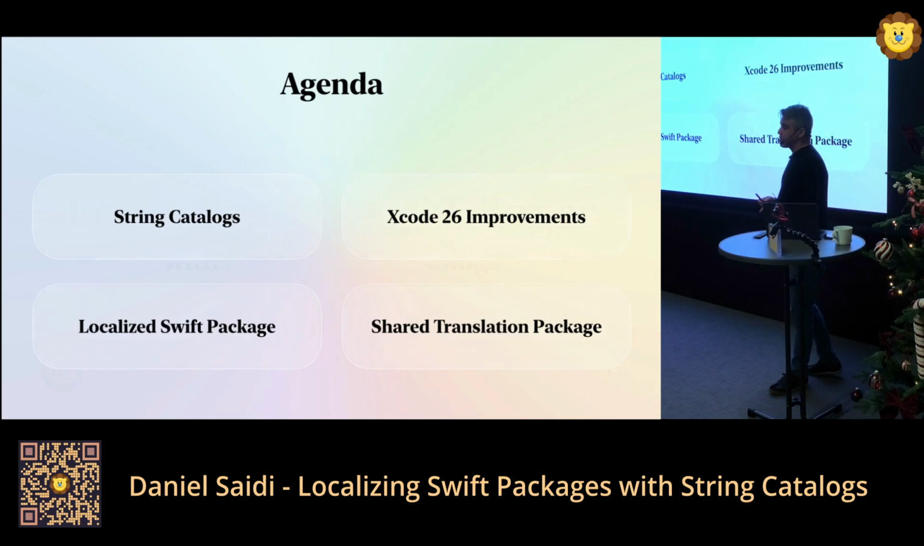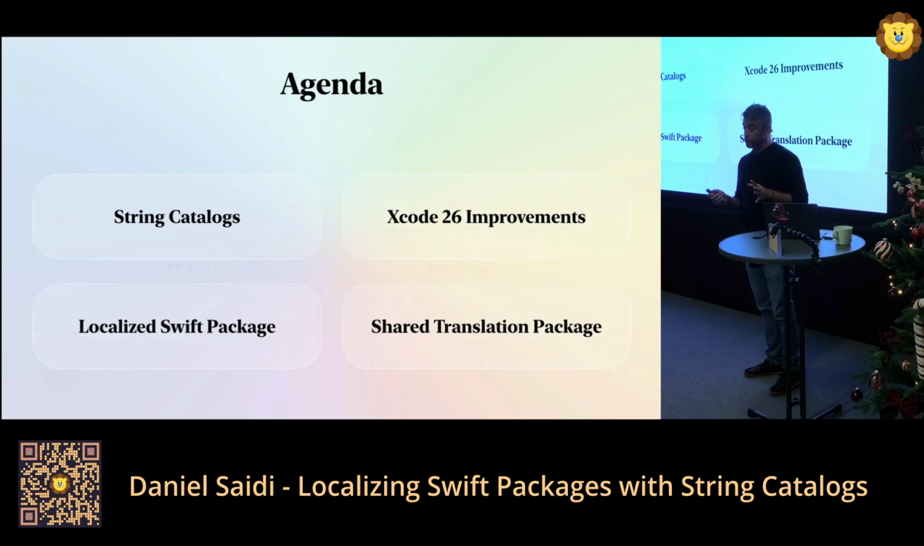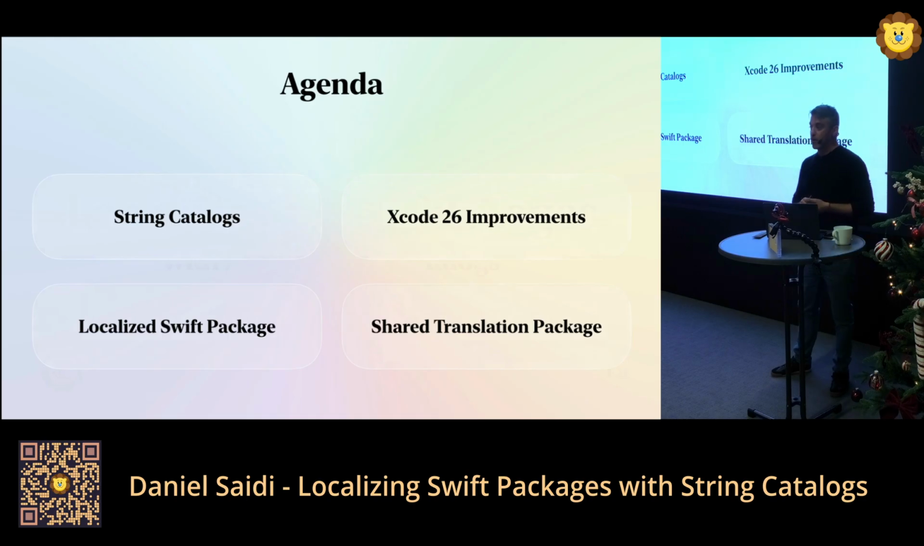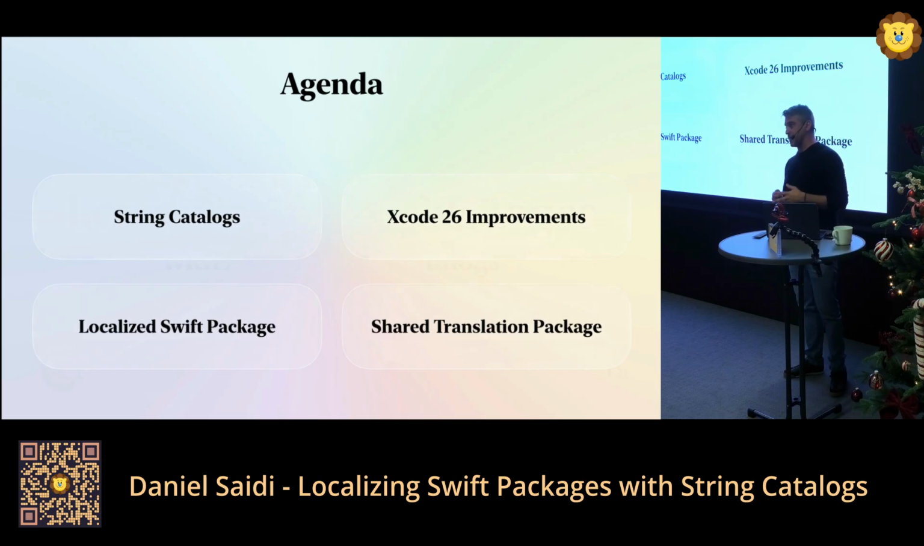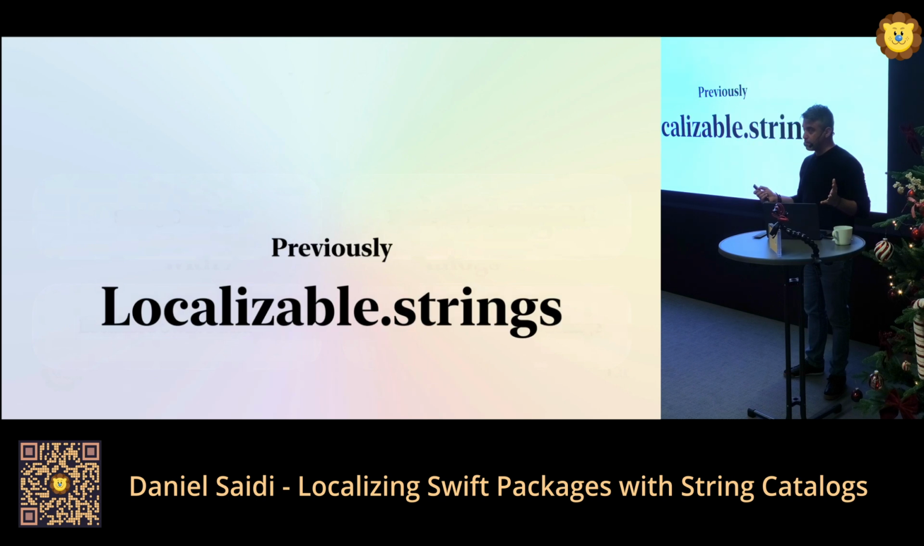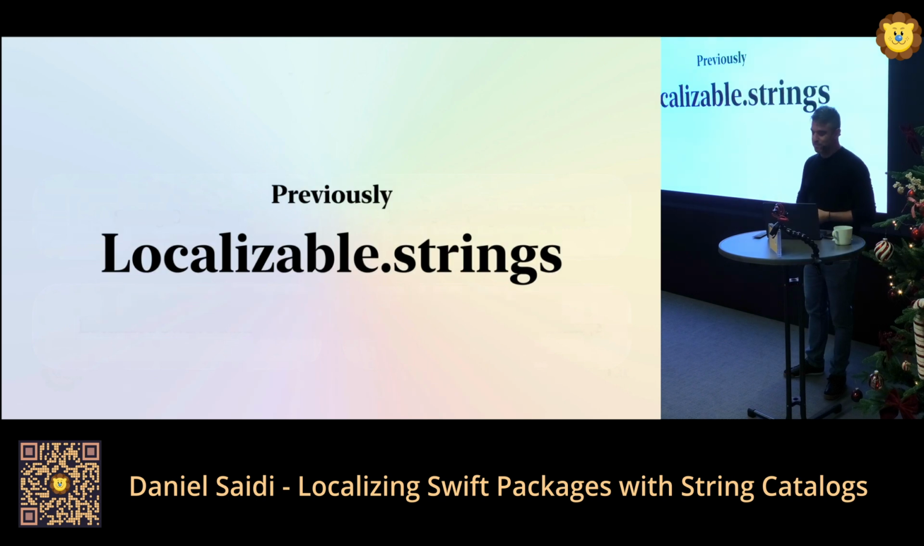So today we're going to talk about string catalogs in case you haven't used them. We are going to check how Xcode 26 improves string catalogs in a great way. Then we're going to localize the Swift package, and then we're going to create a shared translation package that other applications and packages can use. Sounds great? Yeah. Nice. So, any native app developers in here?